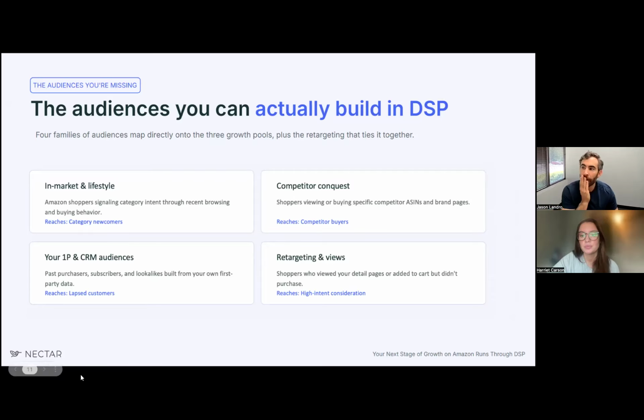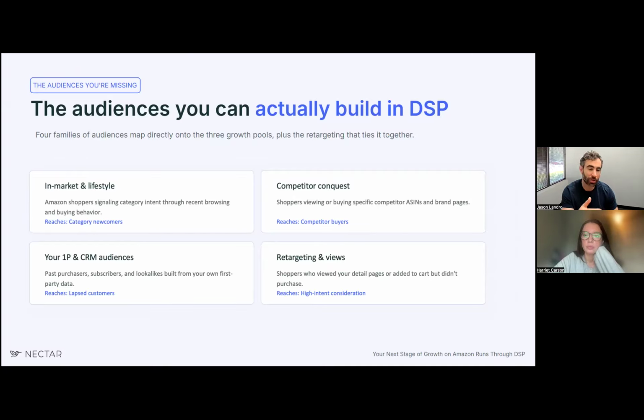Yeah, and you can get really creative. One of the big questions that comes up a lot is, should I run sponsored display or DSP? There's a lot more that you can do to get more granular with DSP versus sponsored display. For example, exclusions. So you can layer exclusions over these audiences, which you can't do in sponsored display.